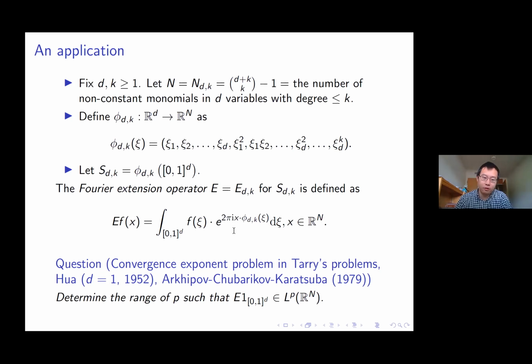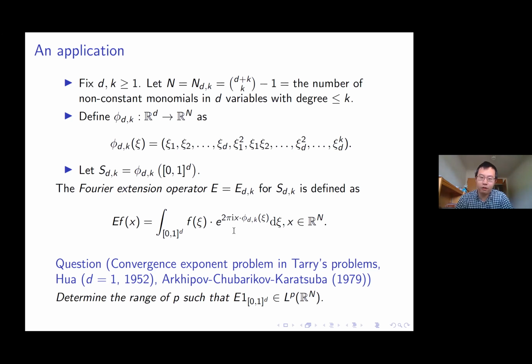That's the motivating question, known as the convergence exponent problem in Tarry's problem. It was first studied in number theory; this is the so-called singular integral when you study Tarry's problem using the circle method. This was first raised by Hua Luogeng in 1952, in the case dimension equals 1. Then Arkhipov, Chubarikov, and Karatsuba resolved the case when d equals 1 and raised the question in general dimensions. But this is also an interesting question from the perspective of harmonic analysis, of course: can you determine the range of p such that E of 1 is in L^p?